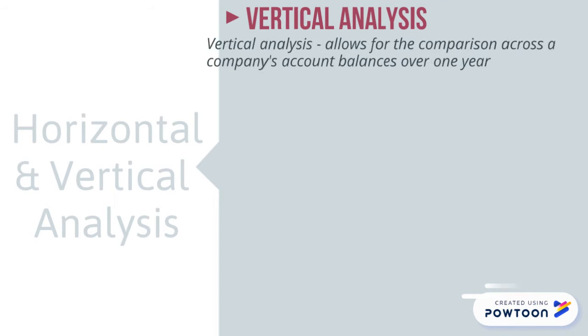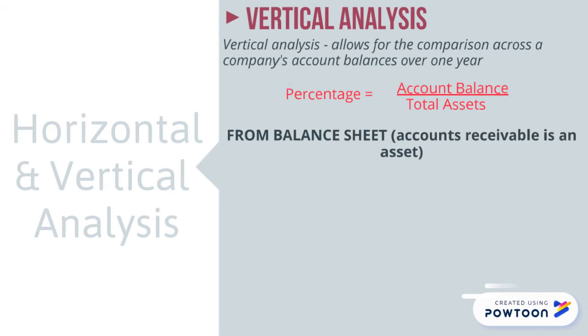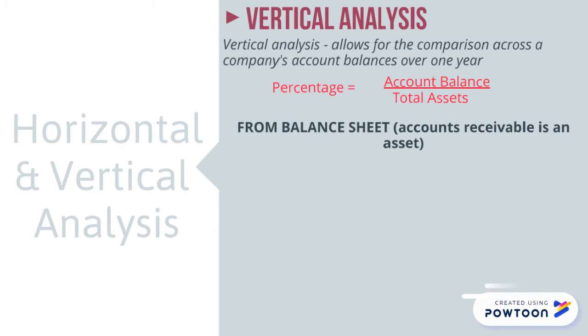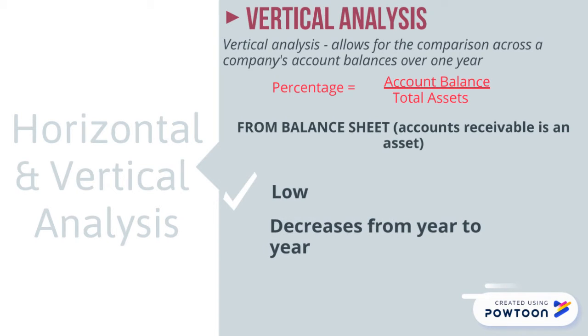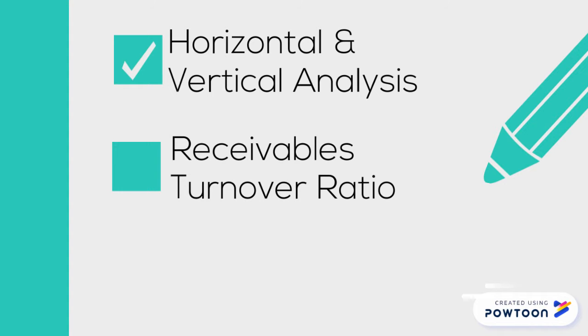Vertical analysis allows for the comparison across a company's account balances over 1 year. To calculate this through the lens of analyzing receivables, we divide the accounts receivable balance by the total assets to yield a percentage. This percentage determines the amount of recorded assets that are comprised of accounts receivable. As with horizontal analysis, it is ideal if this percentage is low and decreases from year to year, indicating a reduction in accounts receivable.